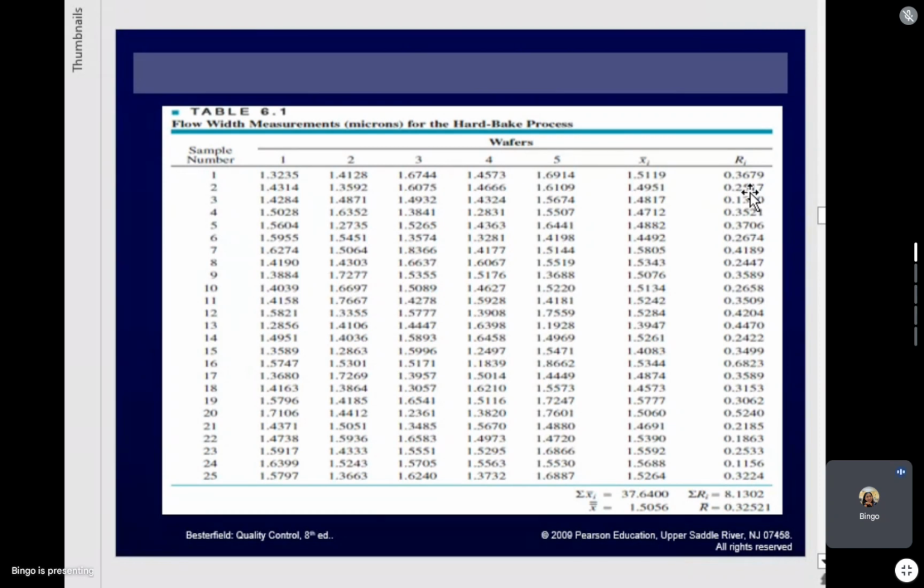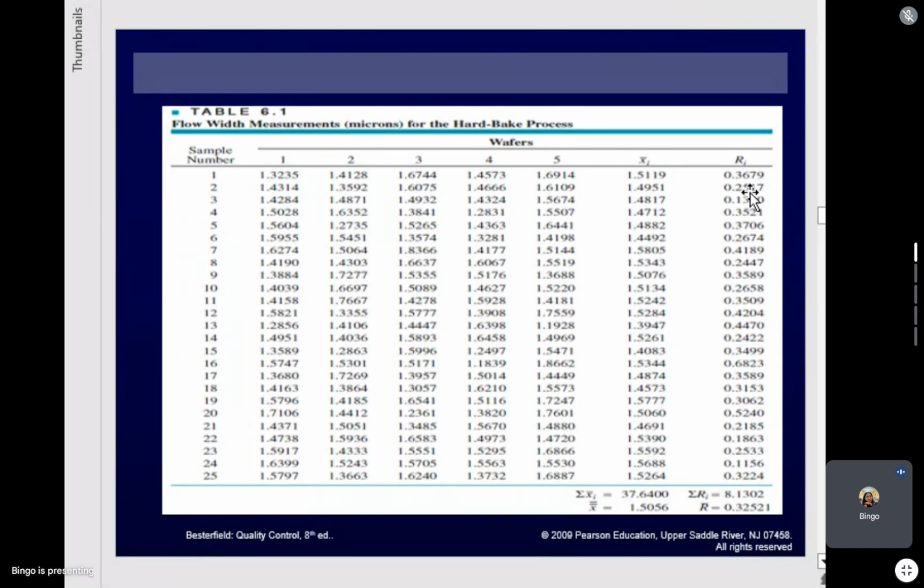Sagot. Anong maximum value para makuha natin yung range? Ano yung maximum value? I guess that is 1.6914? Tama po ba? Tama. 1.6914. What is the minimum value? 1.3235. So that is 0.3679.